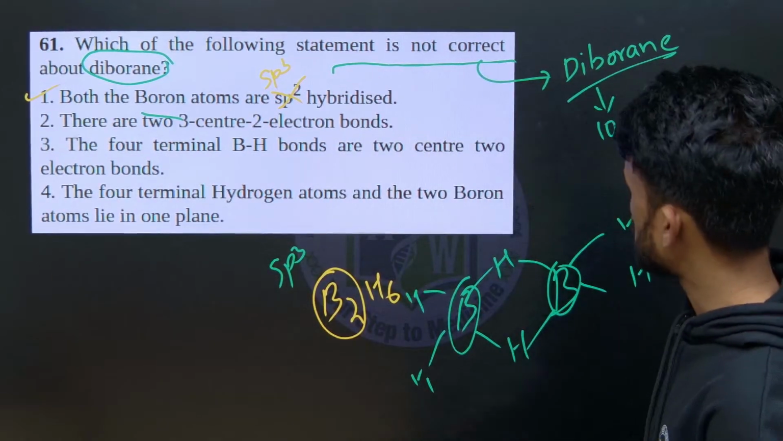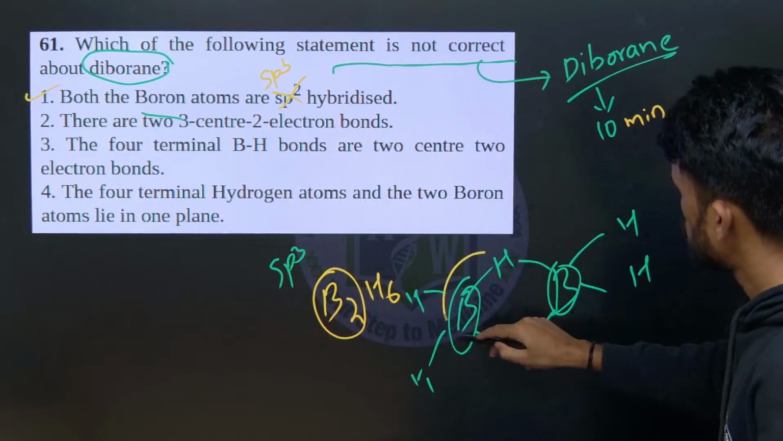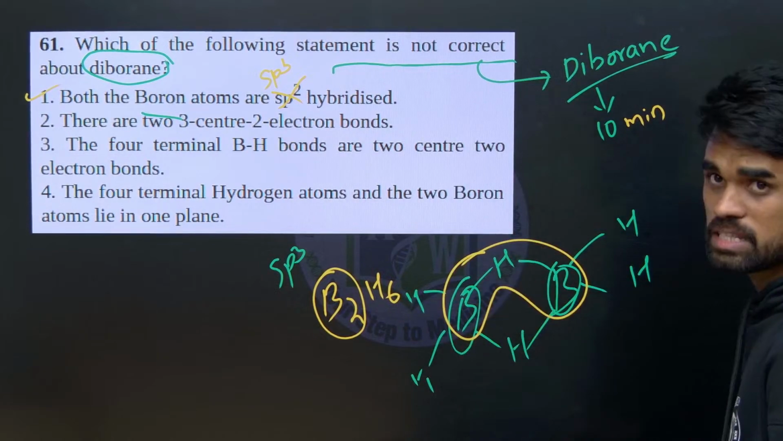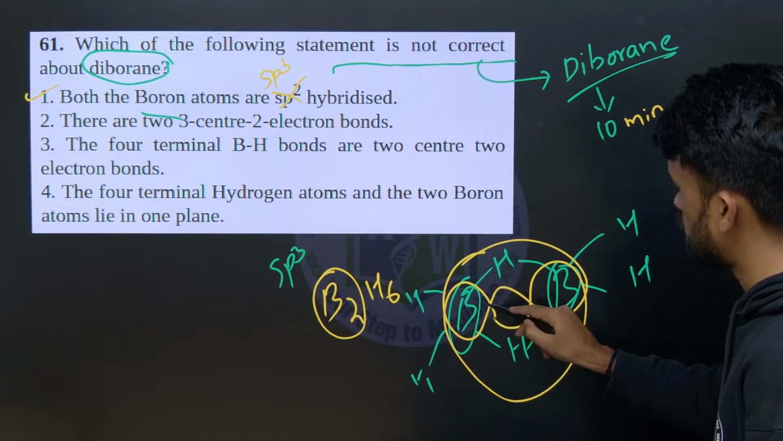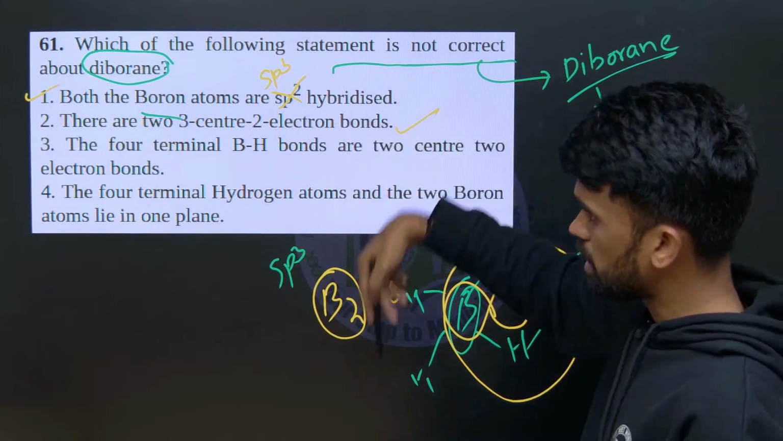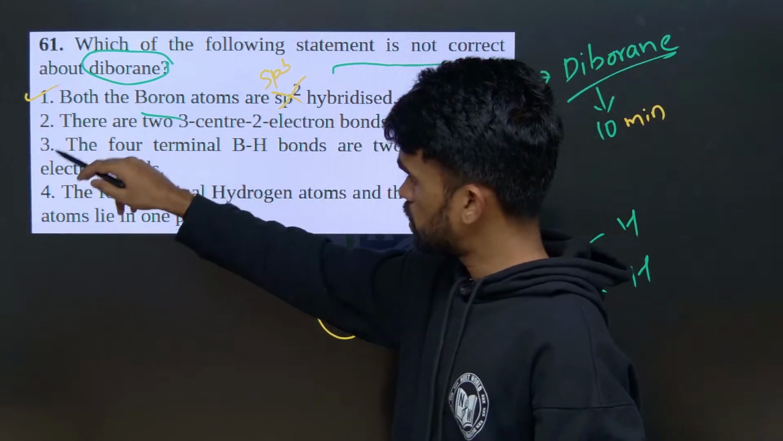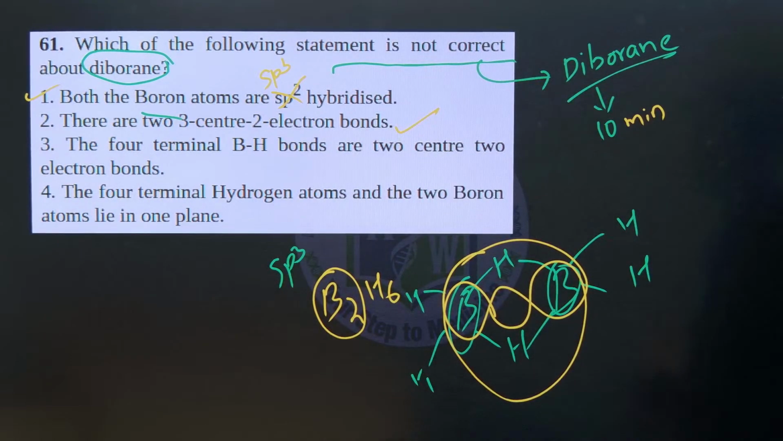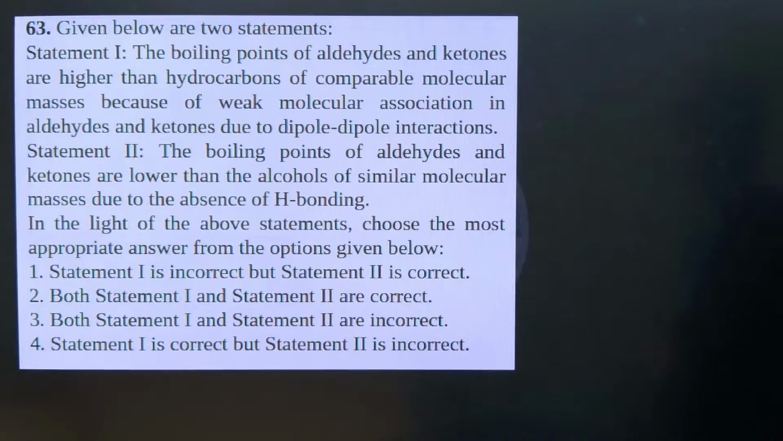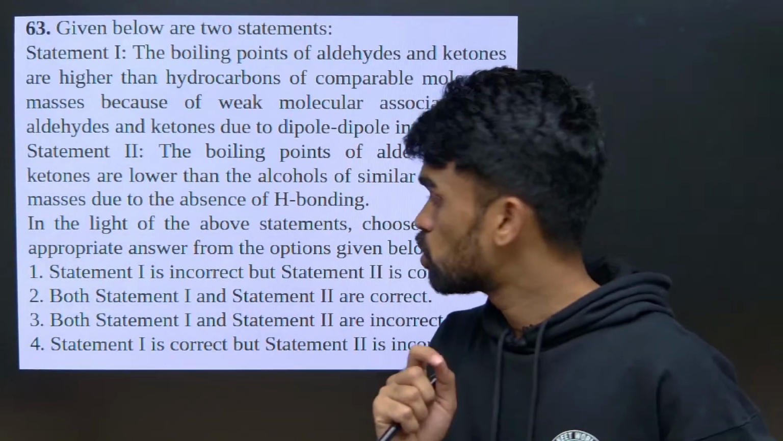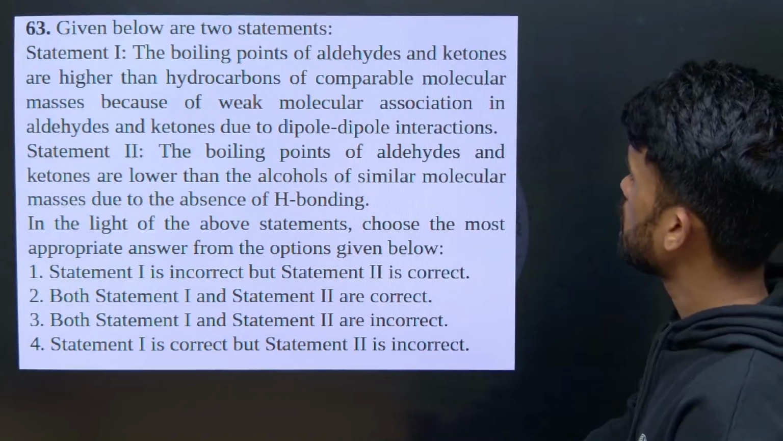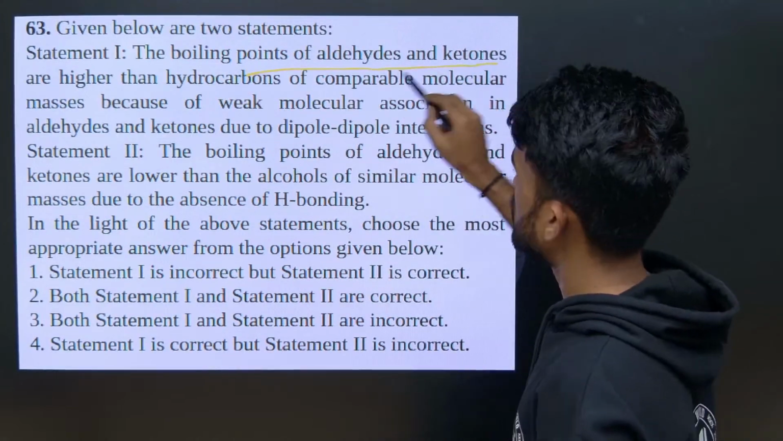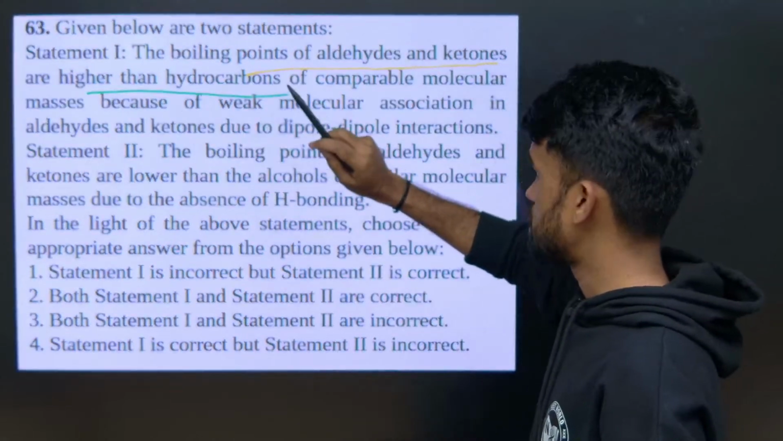Second, the structure has two 3-center bonds. Yes, two 3-center bonds. This is one 3-center, the second one is this 3-center. So this statement is correct only. Like that, options 2, 3, 4 are correct, but not the first one. So the first one you should choose as the option for this particular question. If you want to know about diborane, go and watch diborane in the playlist as golden minute series, it is mentioned.